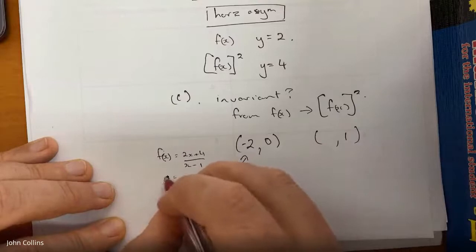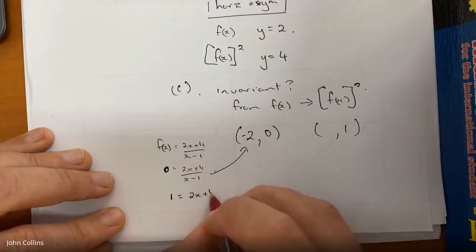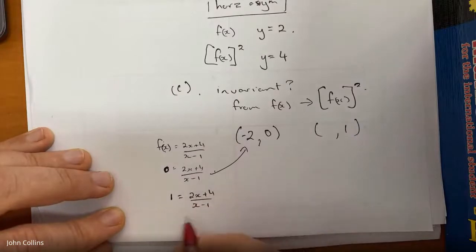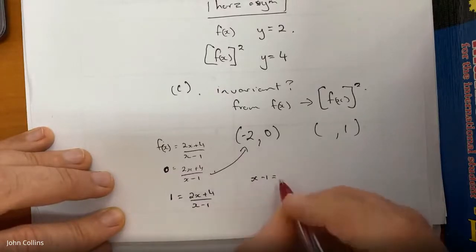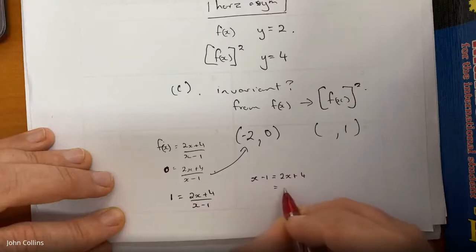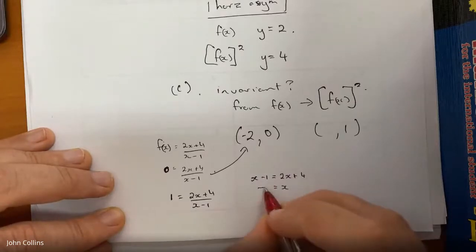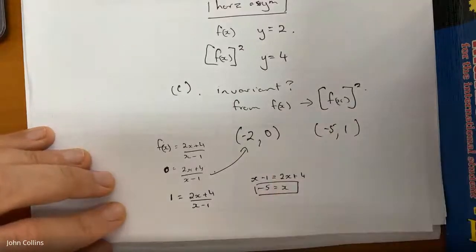How do I get this? Plug in 1. So this one was 0, and this one is 1. A little bit trickier, because no longer does the x minus 1 cancel. Multiplying both sides by x minus 1, I get x minus 1 here times 1, which is just itself, equals 2x plus 4. I'm just solving a linear equation. I get x equals -5. So -5 is its friend here. So there's our 2 invariant points that haven't changed from one to the next.